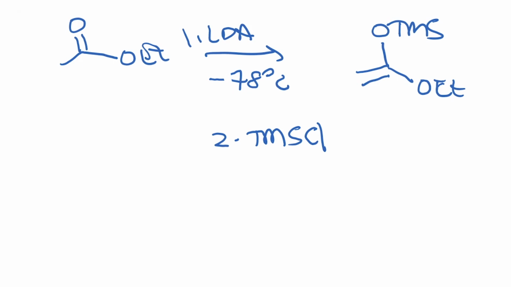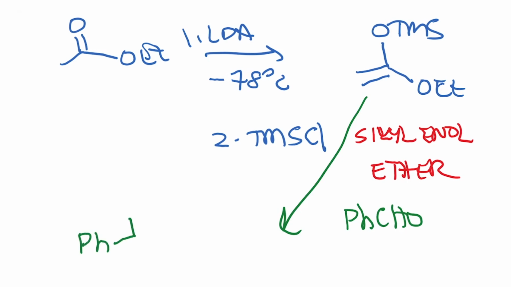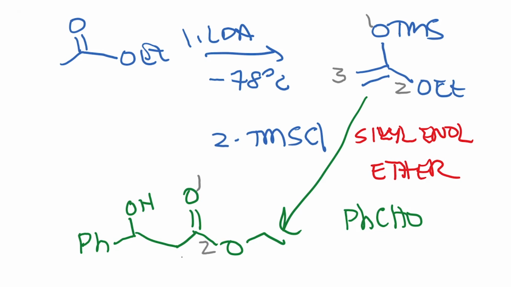Okay, so this is the silyl enol ether of your ester. Now what we need to do is add your benzaldehyde, PhCHO, and you get this as the product. Here again, let's keep the same numbering: 1, 2, 3. This is the bond that is formed. This is 4 and this is 5. Okay, so these are pretty straightforward reactions for us to carry out.